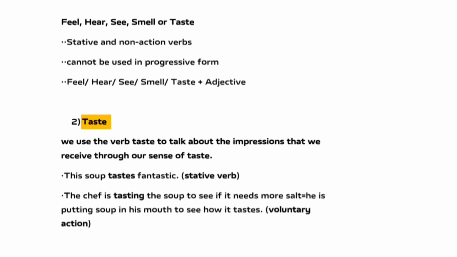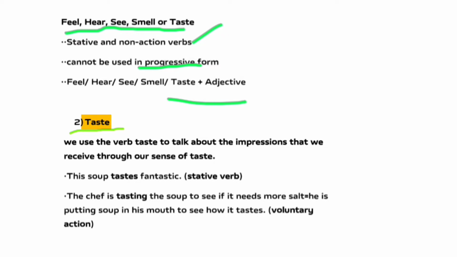Verbs of sensation like feel, hear, see, smell or taste, these all are stative because when we use these verbs to talk about the impressions that we receive through our five senses, they are all non-action verbs and cannot be used in progressive form, meaning the ing form, and they are always followed by adjectives when they are used in such a way.